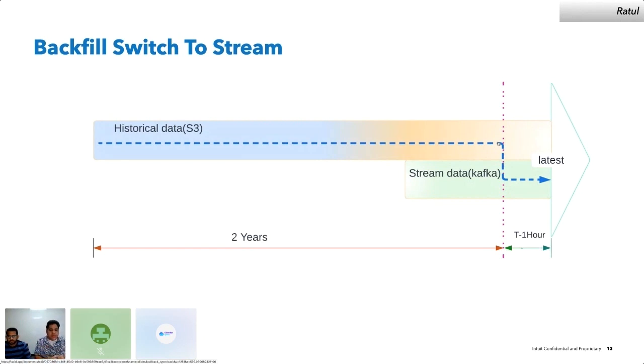So there is a bit of overlap. Our event bus has 2 to 7 days of retention and the historical source has 2 years of retention. So there are 2 to 7 days of overlap. So this backfill switch to stream will make sure there is no duplicate data processing and no gap.